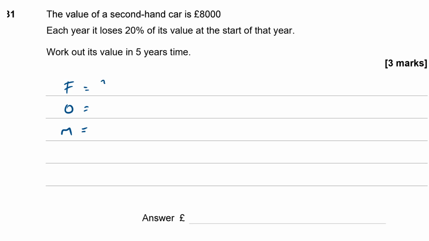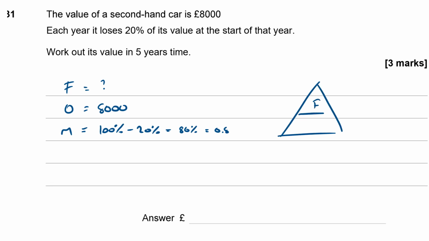Final amount is what we're trying to find. The original is what we started with. It's 8,000. The multiplier. Now each year it loses 20% of its value. So we started with 100%, and if I subtract 20%, then each year is going down to 80%, which is 0.8 as a decimal. Okay, so then using the triangle FOM, final original multiplier, cover up the thing I want to find, tells me that it's the other two things multiplied together. So final equals original times multiplier.